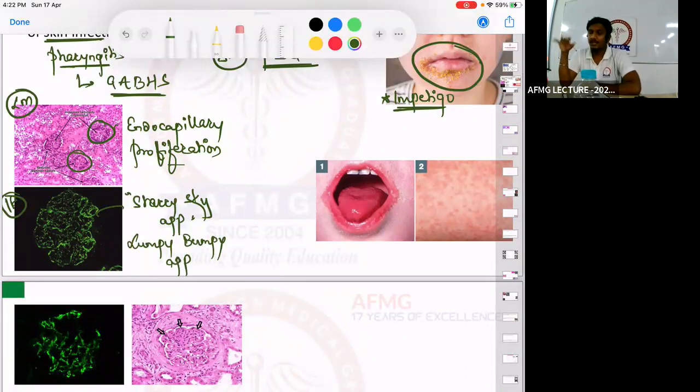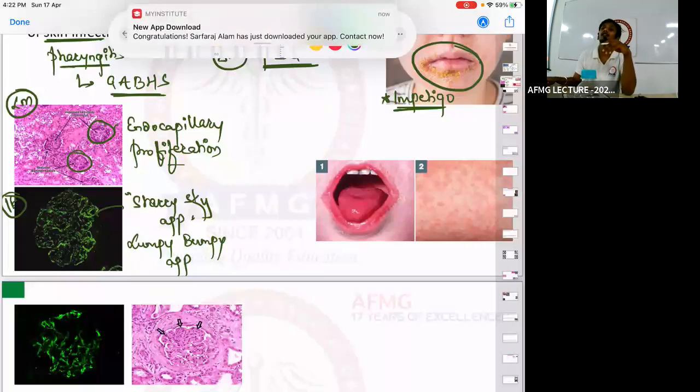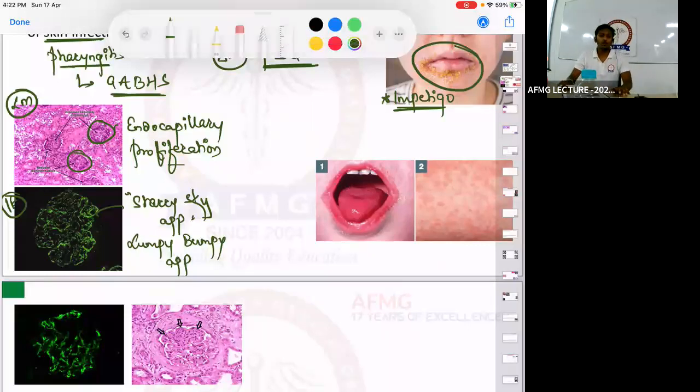Starry sky appearance on ultrasound abdomen is a feature of... jaldi se haath uthao. Starry sky appearance, ultrasound abdomen. Raise your hand. Acute viral hepatitis. Okay, please remember, starry sky appearance on ultrasound abdomen is seen in acute viral hepatitis.